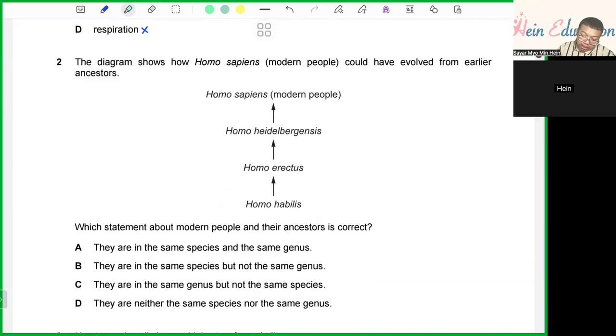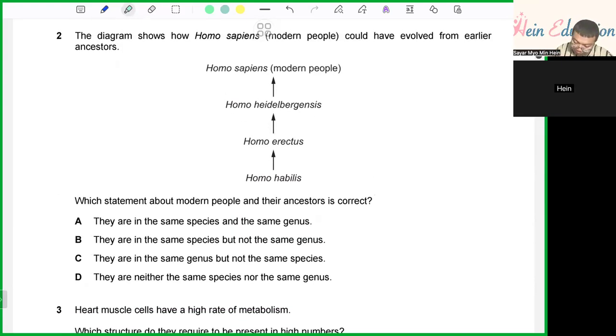The second question is about a diagram showing how Homo sapiens, modern people, could have evolved from earlier ancestors. We can see the different Homo species, from Homo habilis, Homo erectus, up to Homo sapiens. Which statement about modern people and their ancestors is correct? Option A, they are in the same species and same genus. Option B, they are in the same species but not the same genus. Again, this is not making sense.